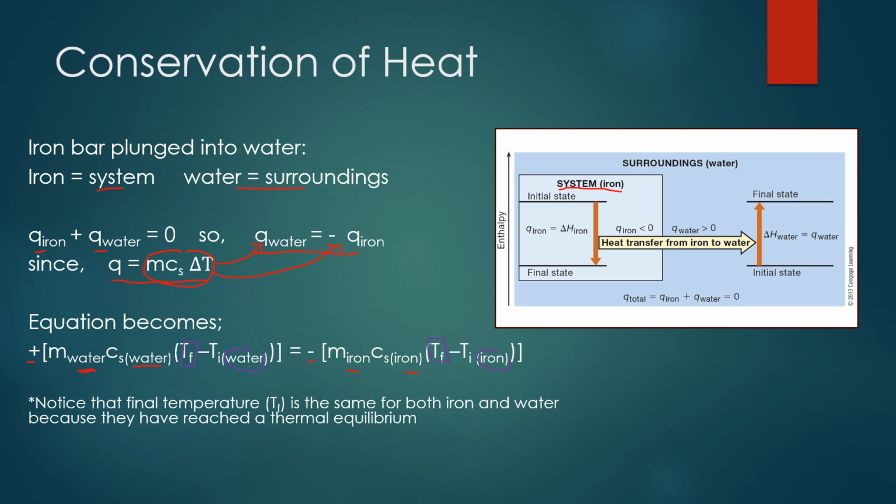Because that's the thermal equilibrium. That's the heat equilibrium that is reached. When we put a hot object with a cold object, heat is transferred from the hot object to the cold object, and this process continues until an equilibrium is reached. And when an equilibrium is reached, the temperature of both objects, the final temperature, is the same. So that T sub F on both sides of the equal sign is going to be the same value. All the other values will vary depending upon whether we're talking about the iron or the water.